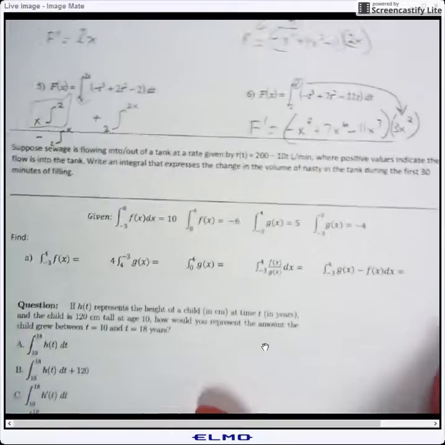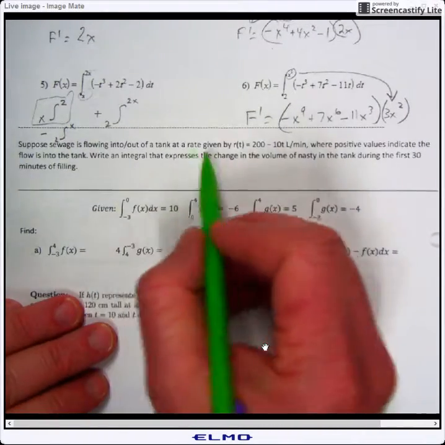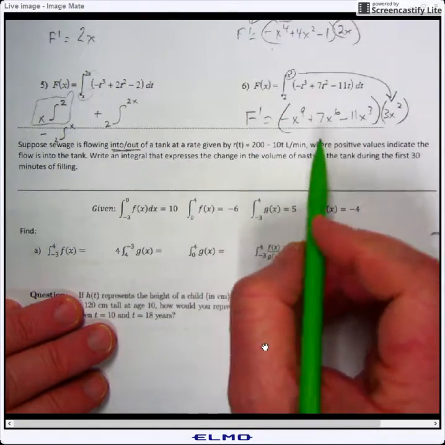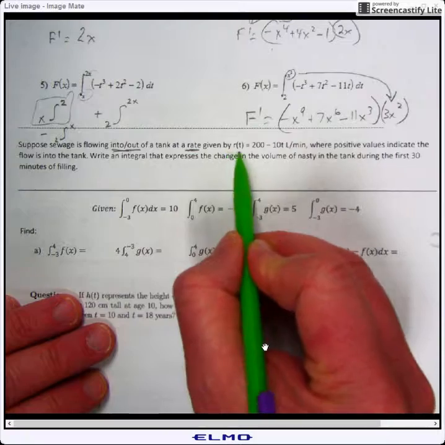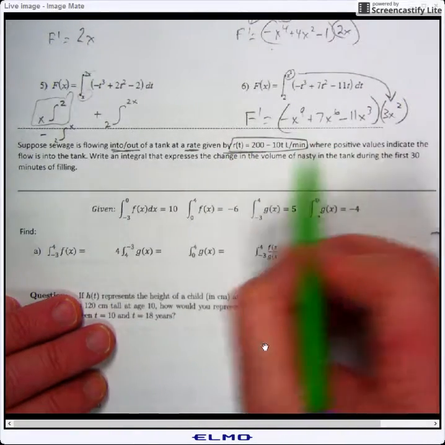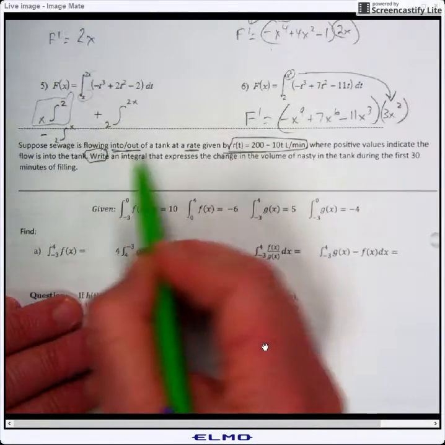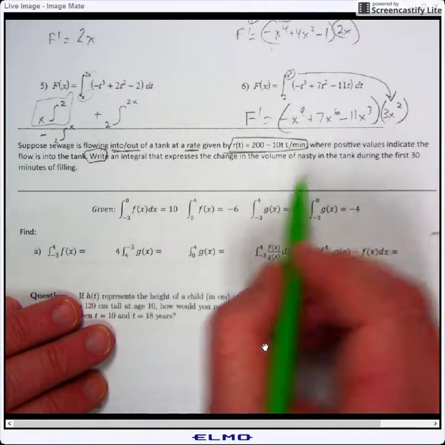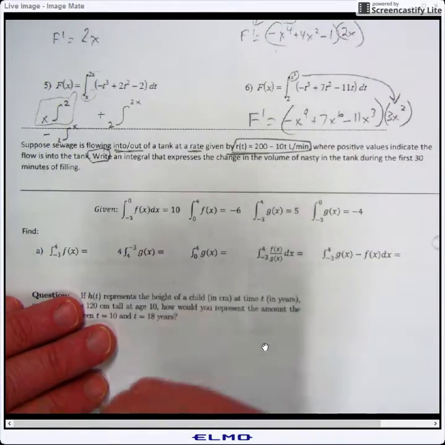Okay. Oh, the old sewage flow. The old sewage flowing out of a tank, hopefully out. It could be into. Depends on where you're pumping it. And it's at a rate. This is the derivative. That's important to note. This is the derivative. Positive values indicate flows into the tank. Write an integral that expresses the change in volume of the nasty in the tank during the first 30 minutes of filling. Okay, so we're just writing an integral, not to solve anything.